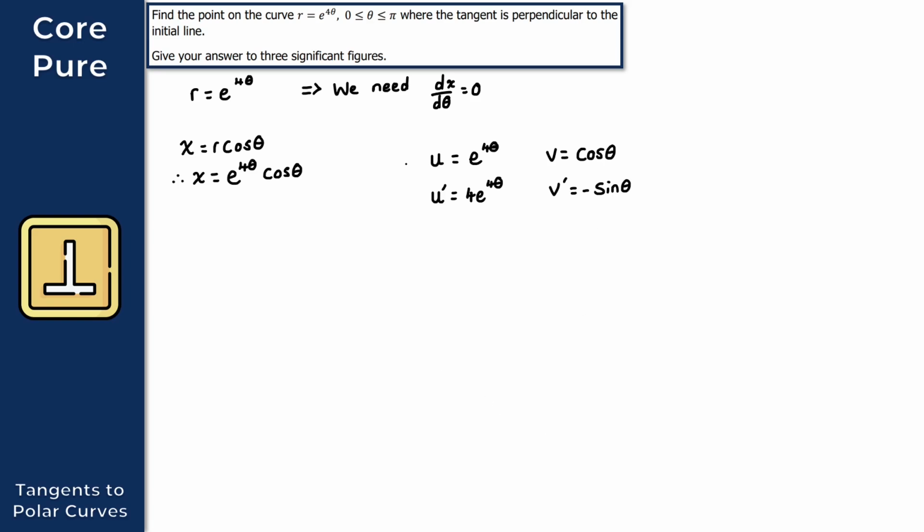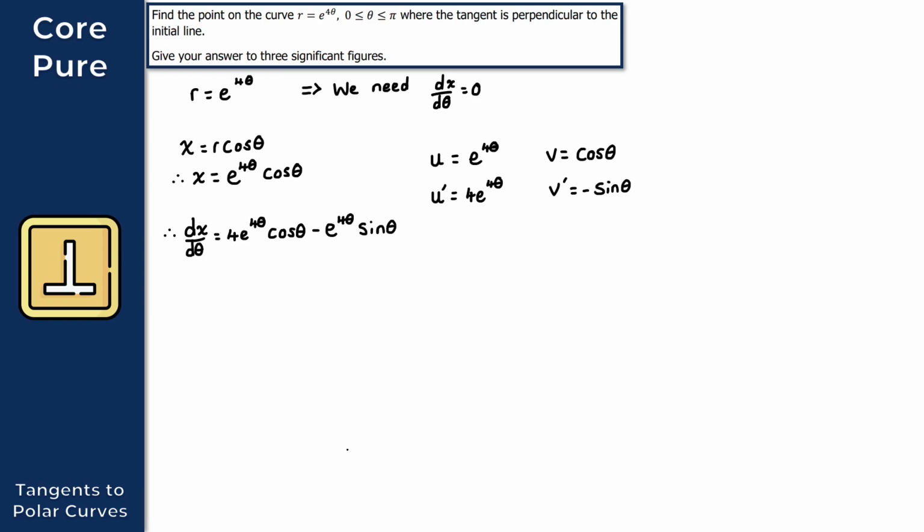Okay, so now just using the product rule here, what do we find for dx by d theta? Well, I get 4e to the 4 theta cos theta, and then we subtract e to the 4 theta sine theta, because we're just multiplying u and v prime together here. We then have minus e to the 4 theta sine theta.